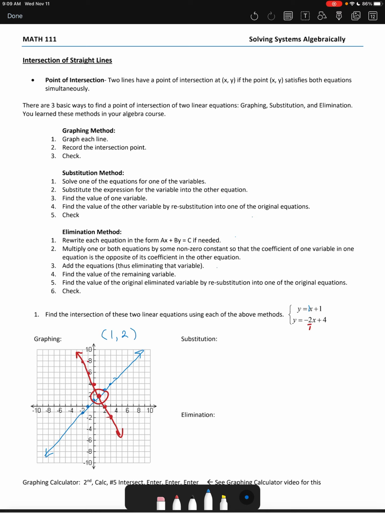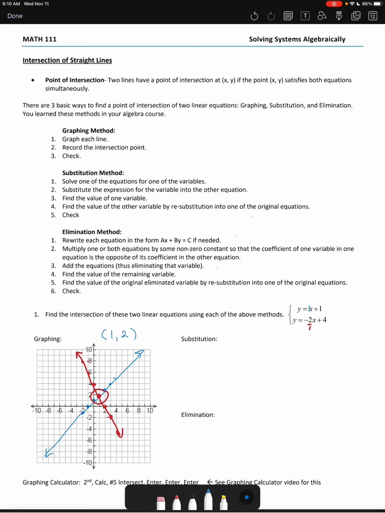Okay, the substitution method is when you solve one of the equations for one of the variables. So you can solve an equation for x just as easily as you can solve it for y, whichever one is easier for you depending on what the equation looks like. And then you substitute that into the other equation for that variable. So we're sort of in luck here because they're both already solved for y. So what we're really going to do is just set them equal to each other.